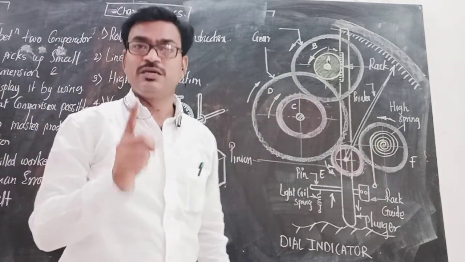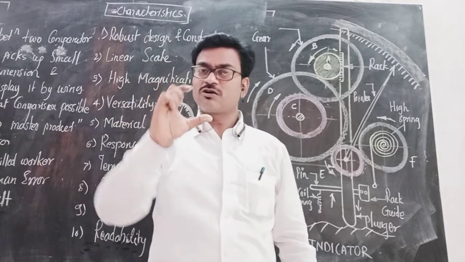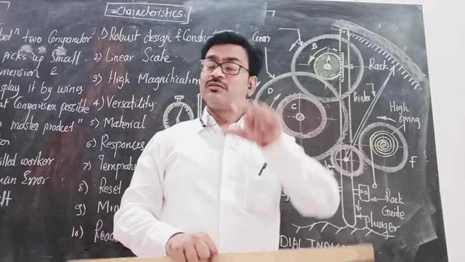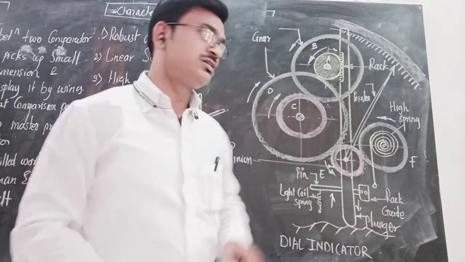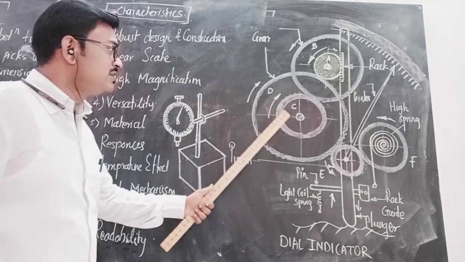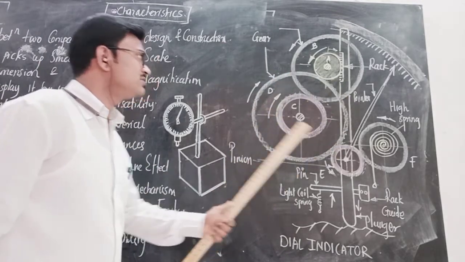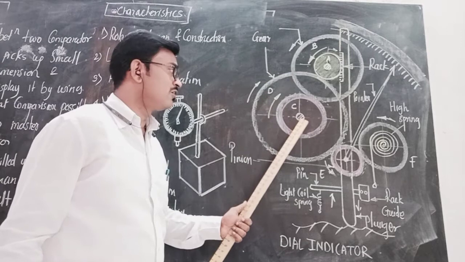The speciality of gear is, when one gear is moving in a clockwise direction, then another gear which is meshed with it moves in an anti-clockwise direction. That is the speciality. Then gear C is moving in an anti-clockwise direction. Gear C moving anti-clockwise, then gear D is also moving in an anti-clockwise direction.